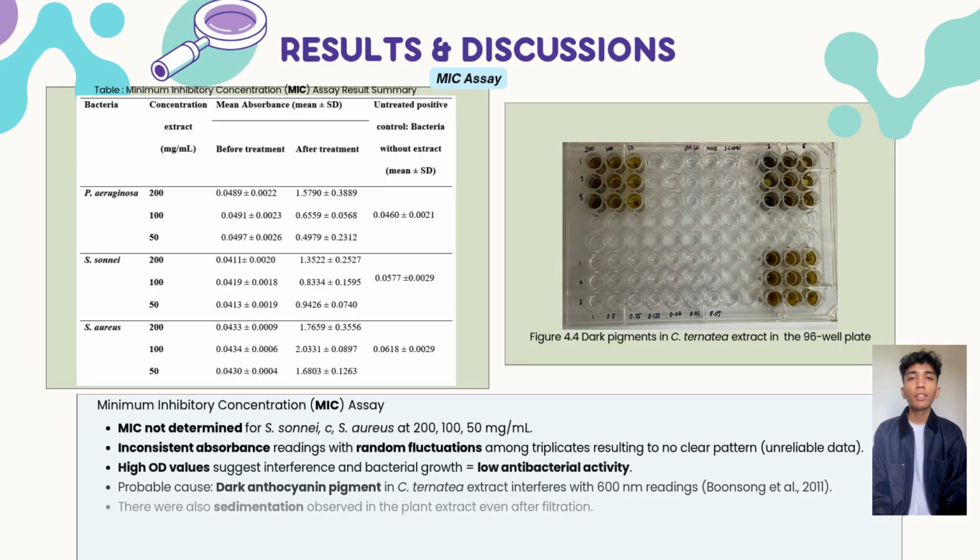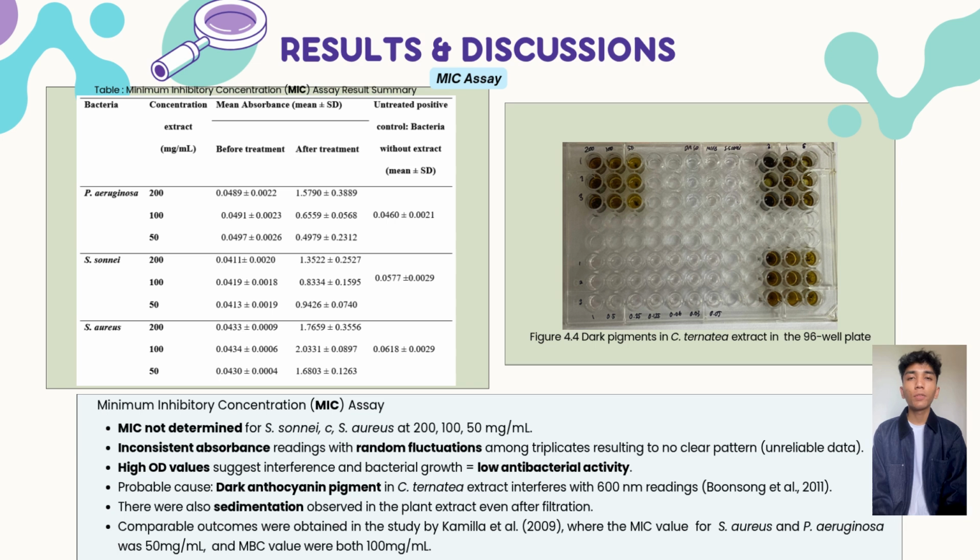MIC values could not be determined because the readings from the microplate reader were inconsistent, with random fluctuations. The extract's dark pigment and sedimentation likely interfered with the absorbance at 600 nm, leading to unreliable results with very high OD values. To illustrate the expected outcome, Camilla et al. 2009 reported the MIC value for S. aureus and P. aeruginosa was 50 mg per ml, and their MBC values were both 100 mg per ml.